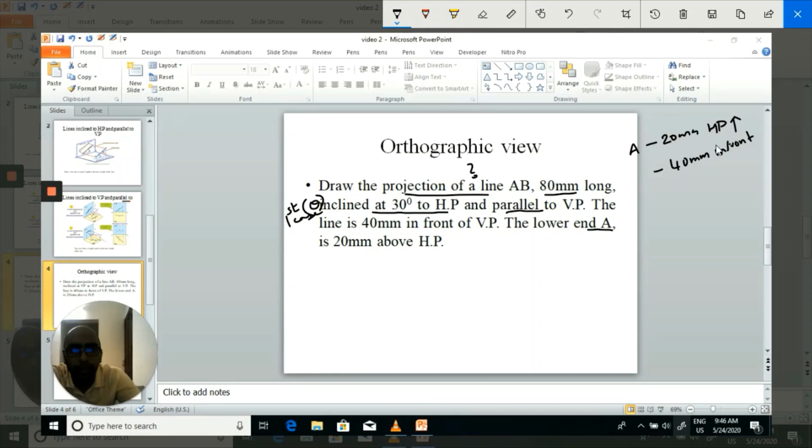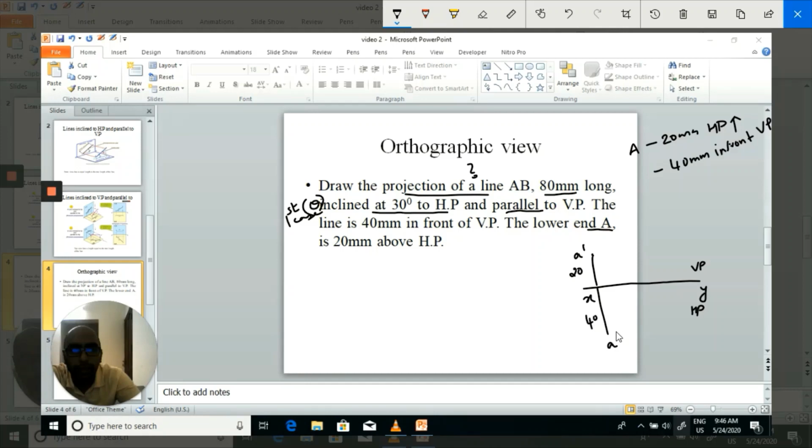So first we have to draw the XY reference line. We have the vertical plane and the horizontal plane above and below the reference line. Point A is 20 mm above HP. So A dash, which is the front view, is 20 mm above. Then 40 mm in front of VP, so the top view A will be 40 mm below the reference line.